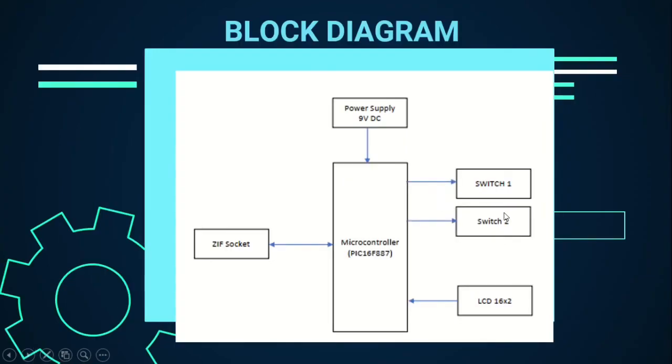This is the overall block diagram. The first one is the power supply, which only uses 9 volt DC, direct current, which we can use as a battery. And this product can be a portable model. The input of this project is the zip socket, where we need to put the IC chip. Another one is switch 1 and switch 2, which are used to switch on and off and to choose the IC. And the output is an LCD 16 times 2.